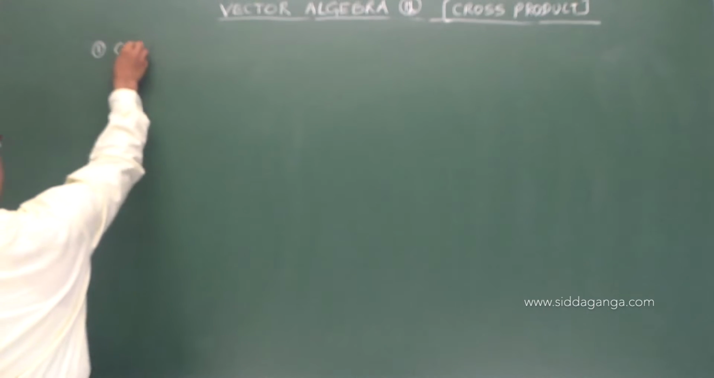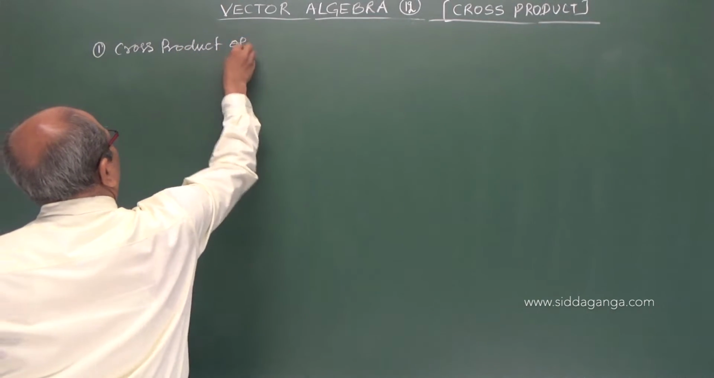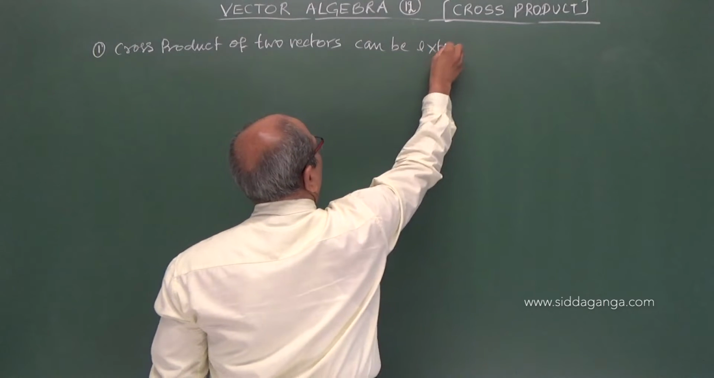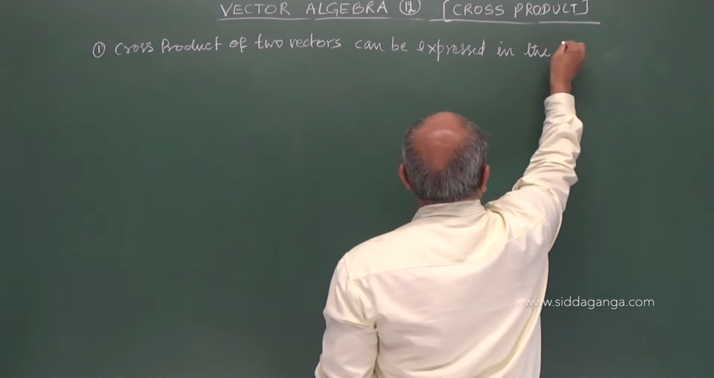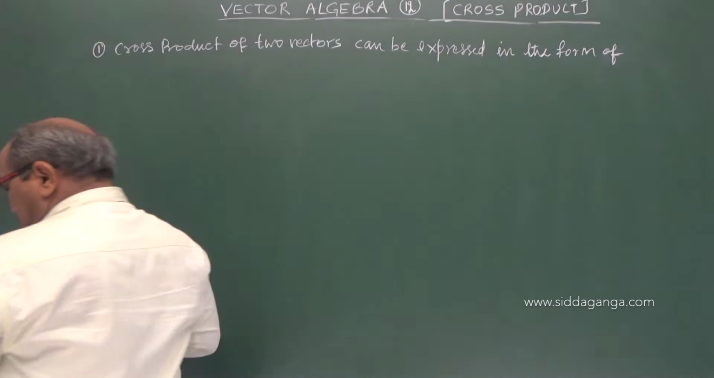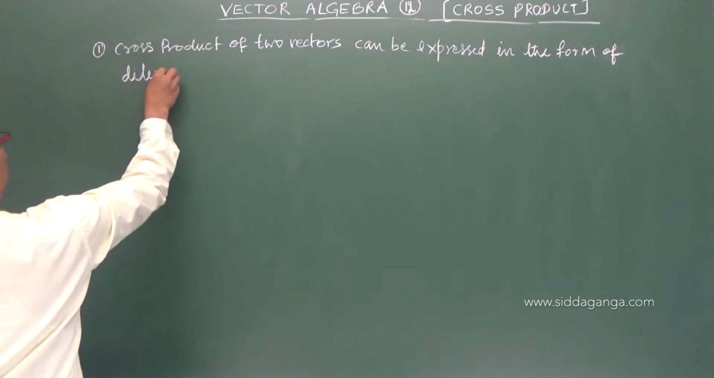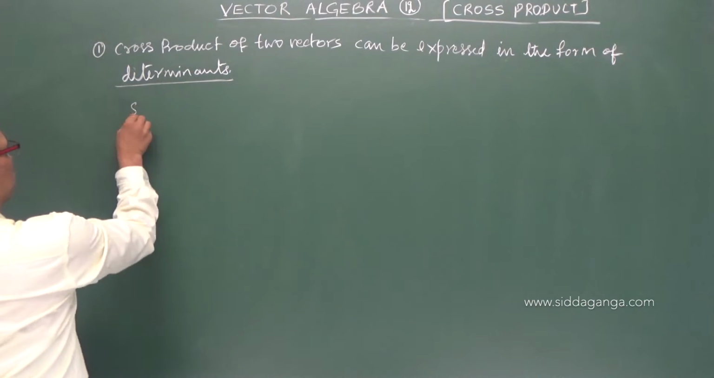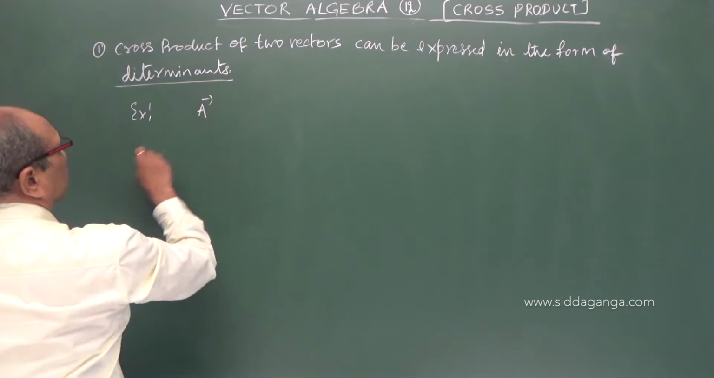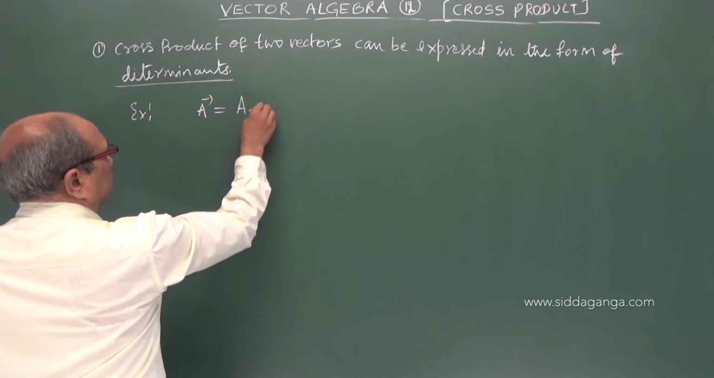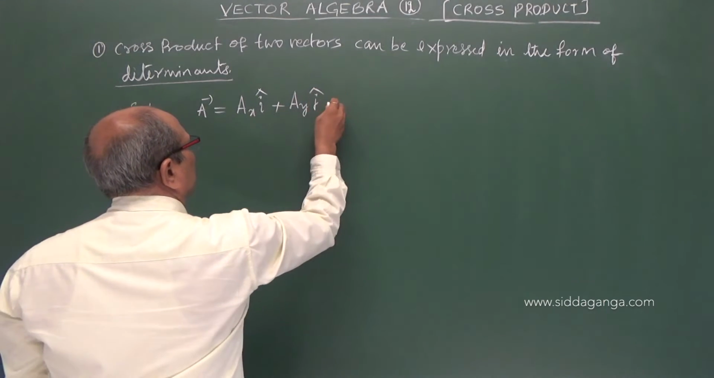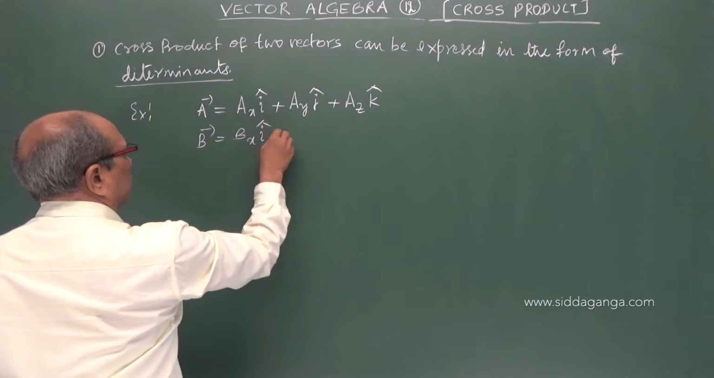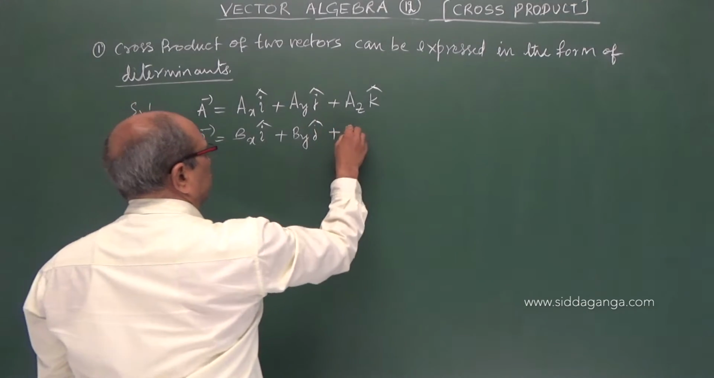So the next characteristic: the cross product of two vectors can be expressed in the form of determinants. For this example, let us take vector A equal to AX I plus AY J plus AZ K, and another vector B, BX I plus BY J plus BZ K.